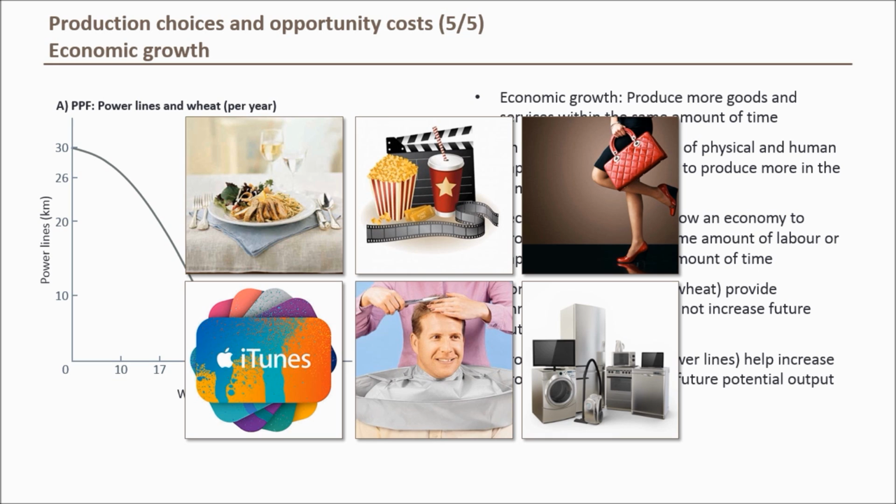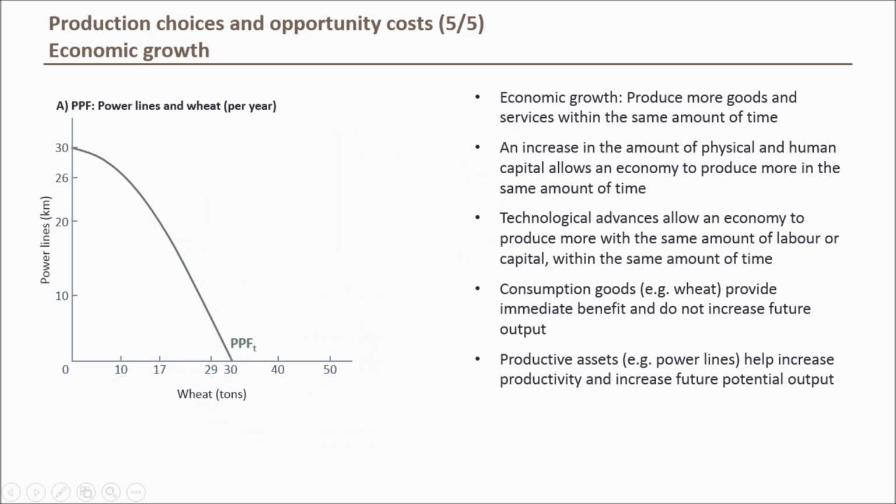Both consumption goods and productive goods are important. Consumption goods improve our standards of living, while productive goods allow us to produce more in the future, also leading to an increase in living standards. The point I'm trying to make is that the more productive goods an economy produces, such as power lines, the higher the future output will be. Before we investigate an increase in productive capital, let's investigate, using our PPF model, what impact an improvement in technology will have on our economy.